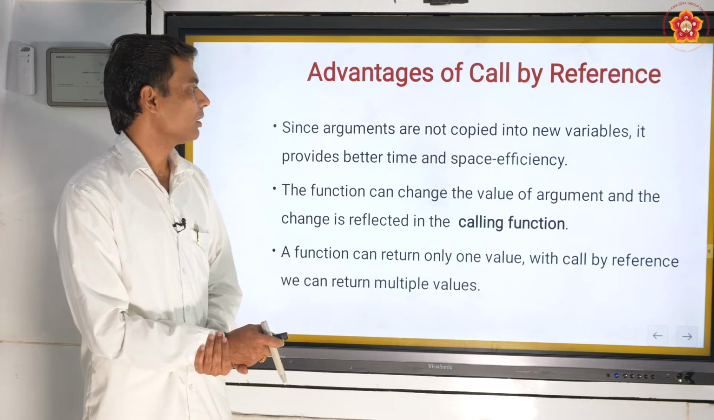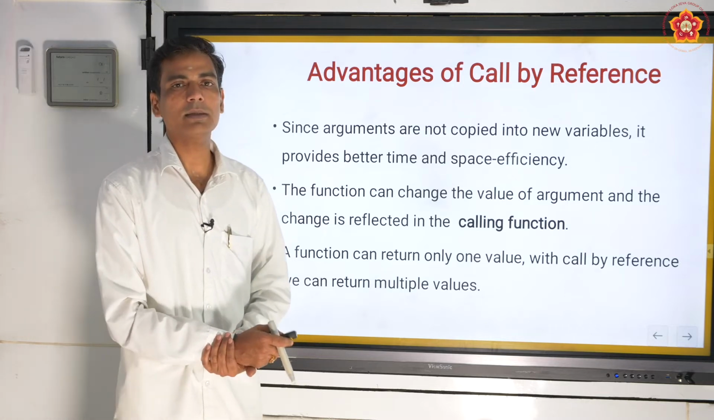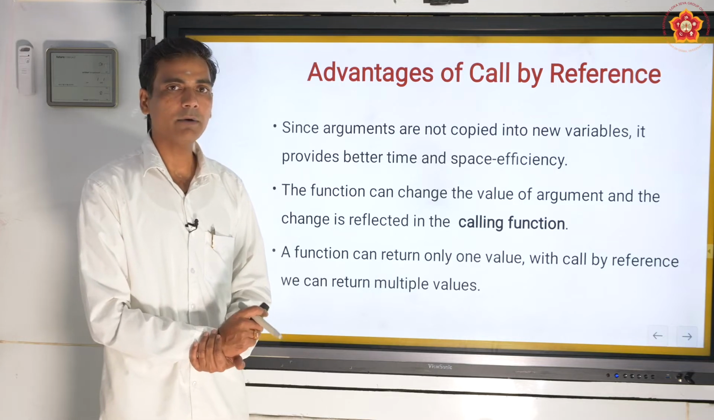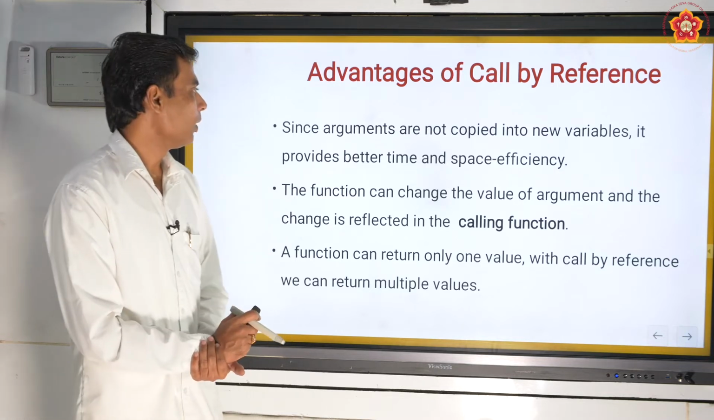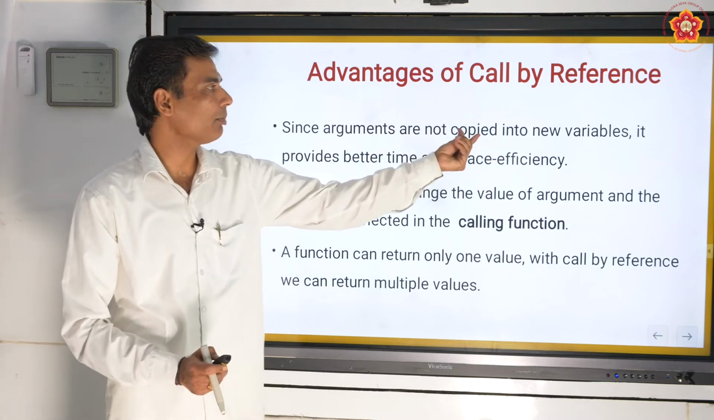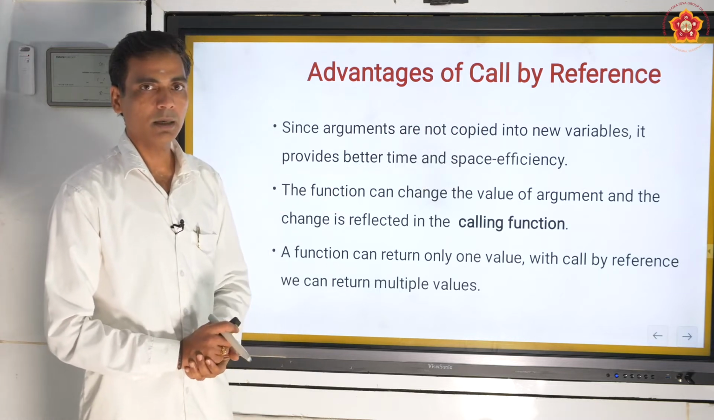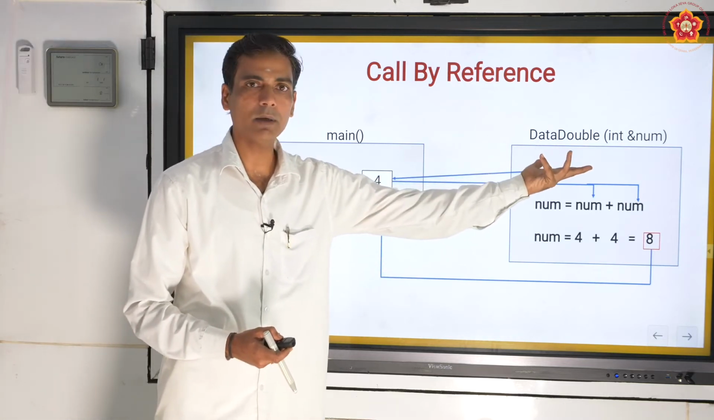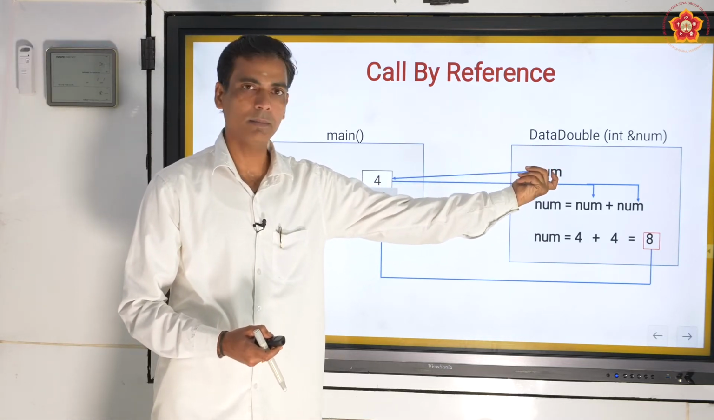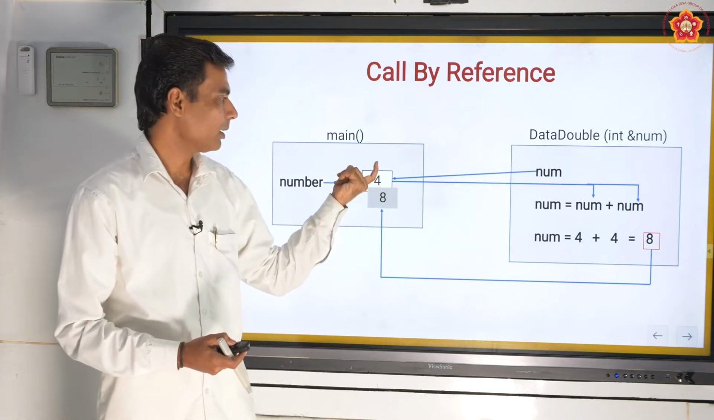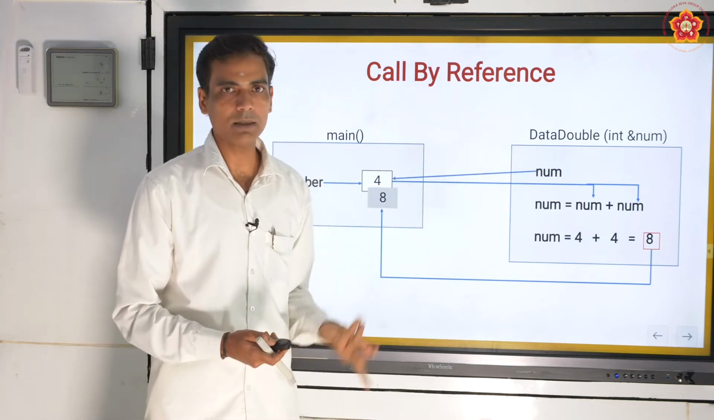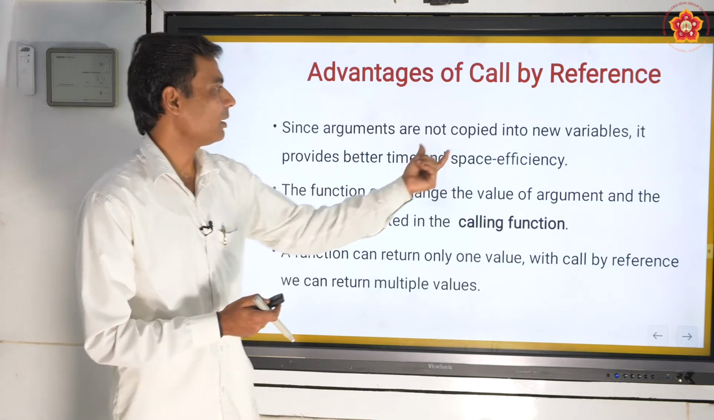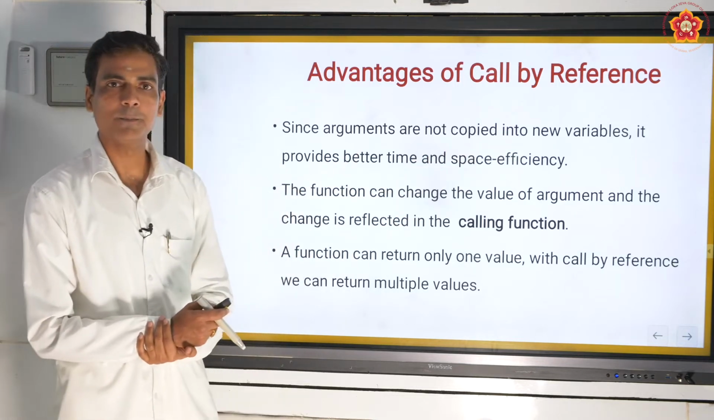Before going to the next mechanism, let's understand the advantages of call by reference. Why do we need this technique? One: since arguments are not copied into new variables, here we are not going to create new variables. We are not reserving any space for num. So the question of copying the arguments into a new variable doesn't arise. What is the benefit of that? It provides better time and space efficiency.